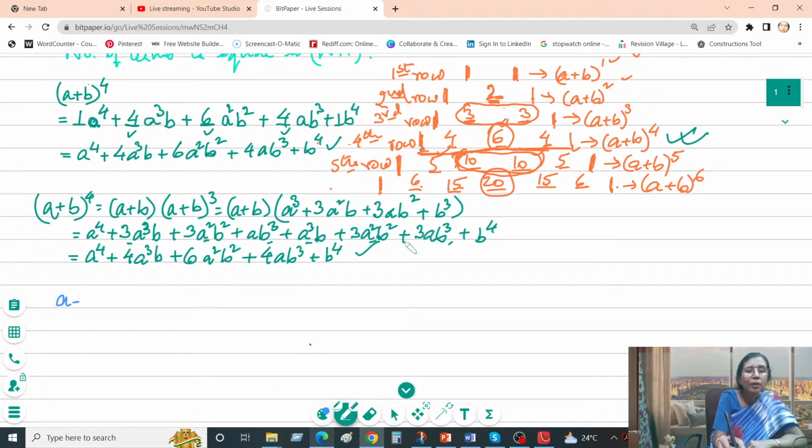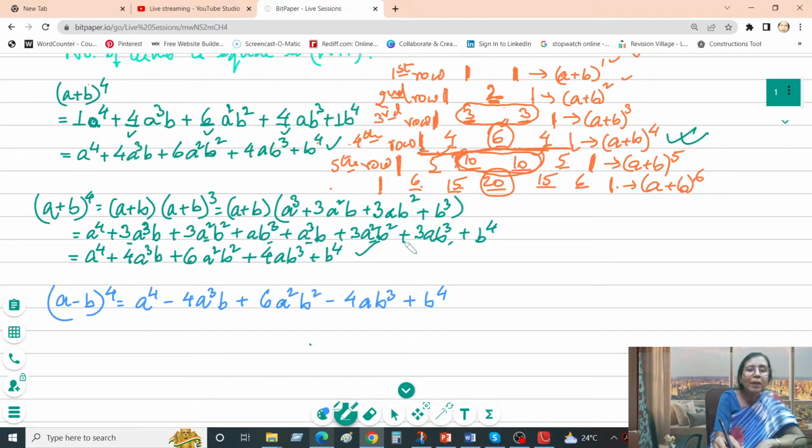Now, if you have to get (a-b)^4, I am not going into the multiplication process anymore. Just go on alternating the signs. The first sign will be a plus. Then minus 4a^3 b, plus 6a^2 b^2, minus 4ab^3, plus b^4. This is the only change that you will be having.